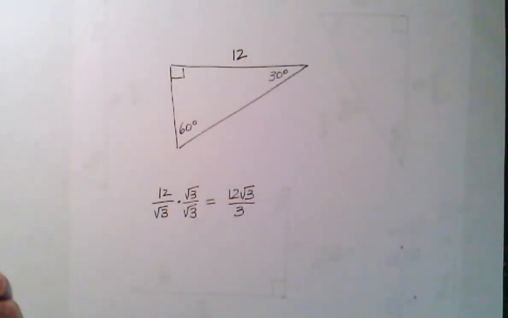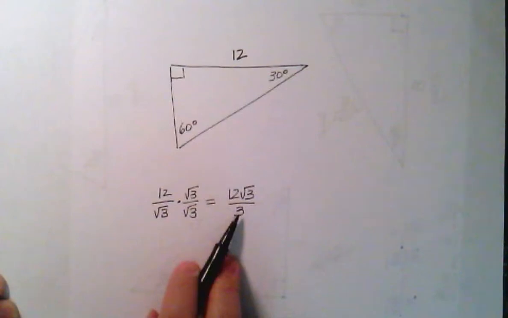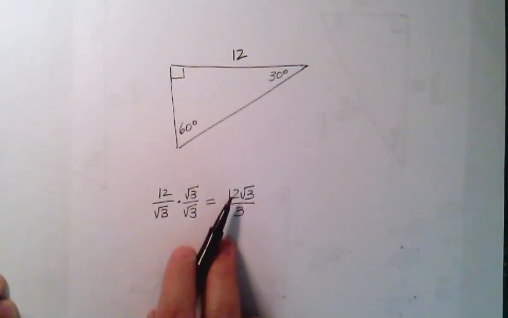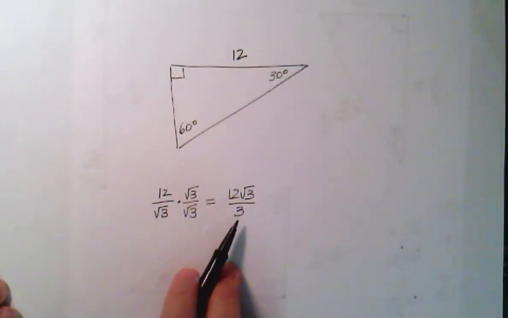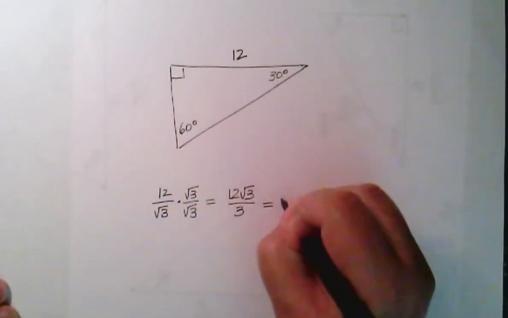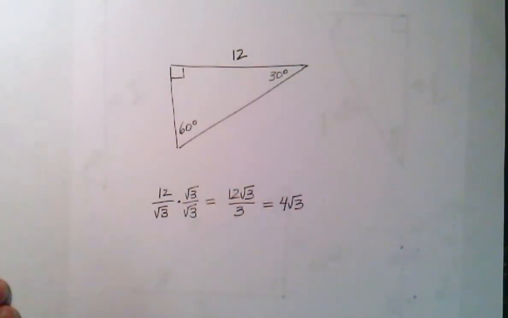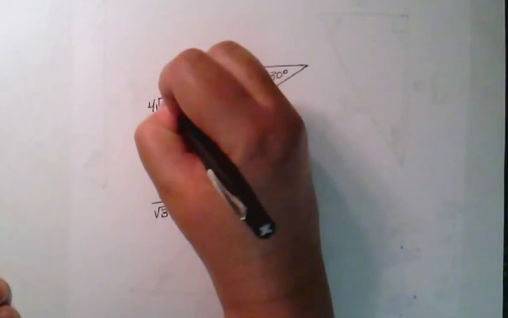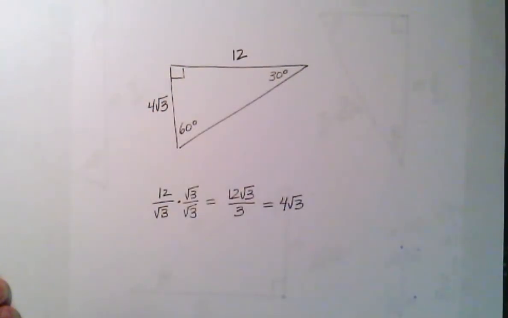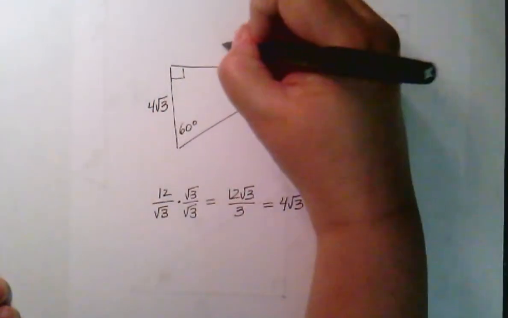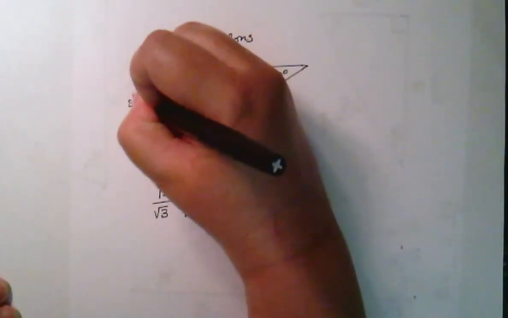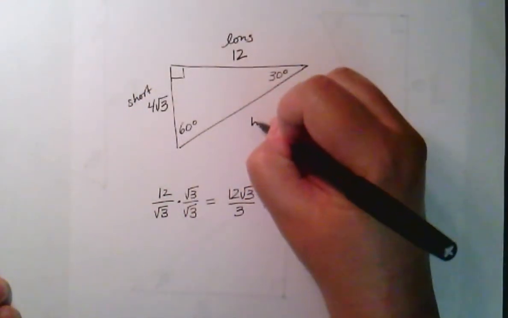Here's why this one's different: these are both outside of the radical, so they can interact, and 12 divided by 3 can be simplified. 12 divided by 3 is 4. So that's what I get for this. The short leg here is going to be 4 times the square root of 3. So this was the long leg, this is the short leg, and now I can find my hypotenuse.